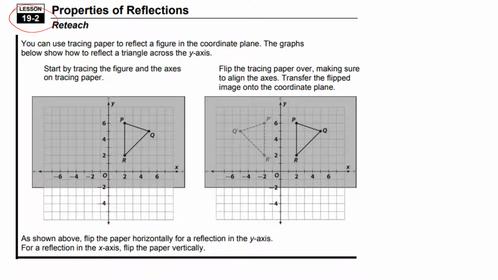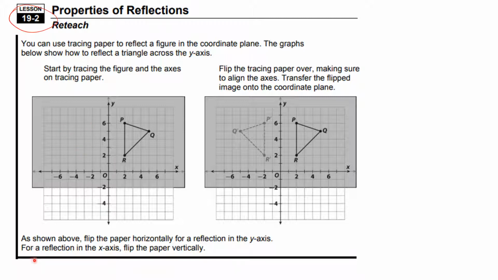So, reflections. It's like looking in a mirror. You can use tracing paper, but we're not going to use tracing paper here. I want to use a laser pointer. I'll show you how to do it without tracing paper. On this one, let's say for this image here, we're going to reflect it about the y-axis. So this is our line of reflection, and our triangle is going to be over here somewhere.